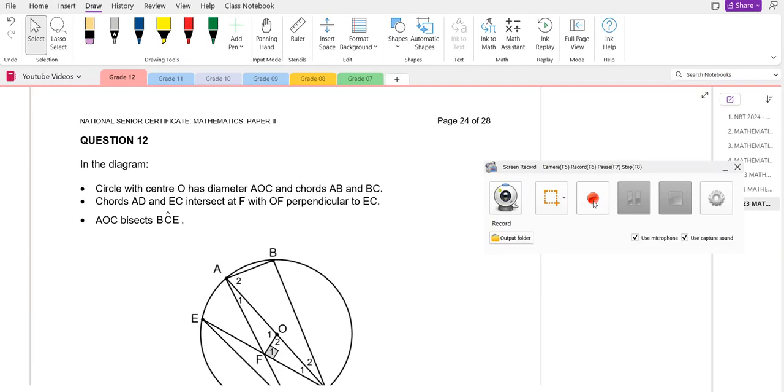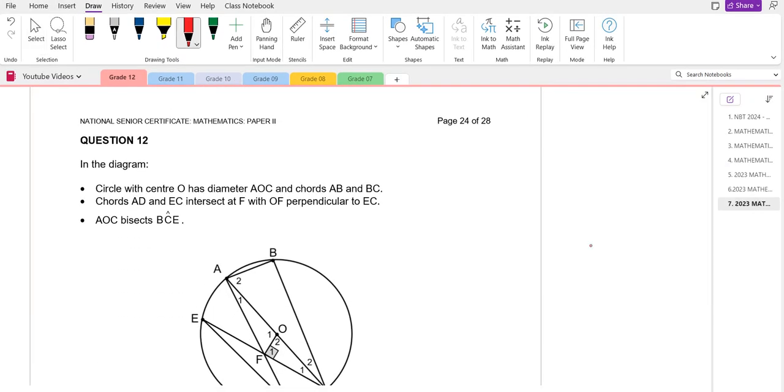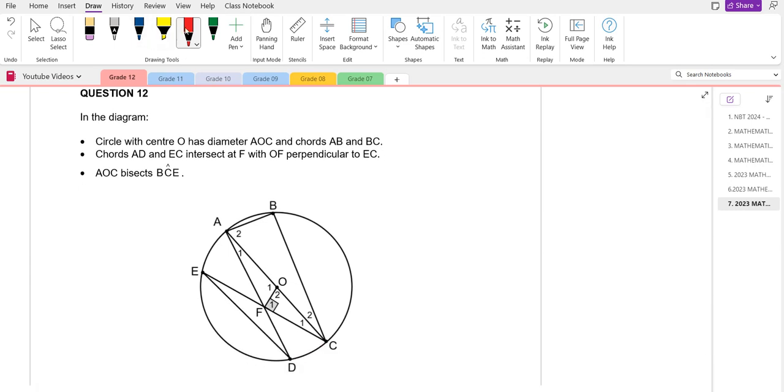Question 12. In the diagram, circle with center O has diameter AOC. Right, since that is the diameter, we have a right angle triangle. And chords AB and BC. AB and BC are chords, alright. Chords AD and EC intersect at F, with OF perpendicular to EC. That's given. Since that is perpendicular, we know EF is equal to FC.